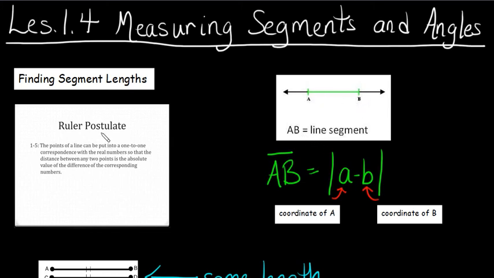Here's a line segment. Postulate 1.5 says the points of a line can be put into one-to-one correspondence with real numbers so that the distance between any 2 points is the absolute value of the difference of the corresponding numbers. And that's just a fancy long way of saying I'm going to take my 2 points, subtract them, and find the absolute value. I've got my coordinate A and coordinate B, subtract them, and that's going to be the length of that line segment. I love how mathematicians make things sound really fancy like this postulate.